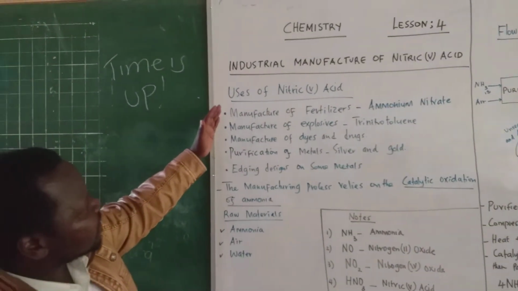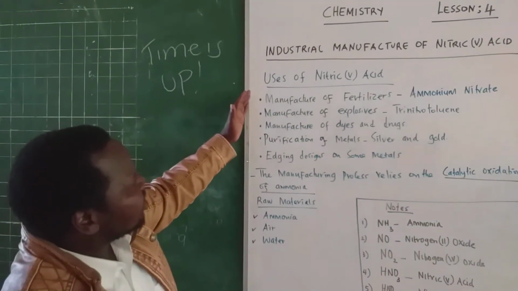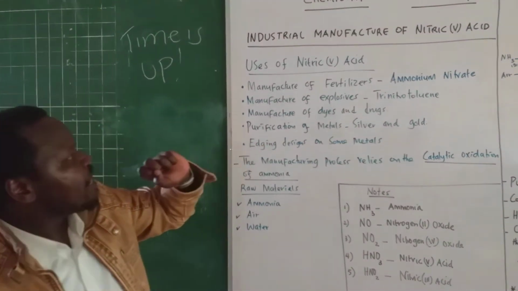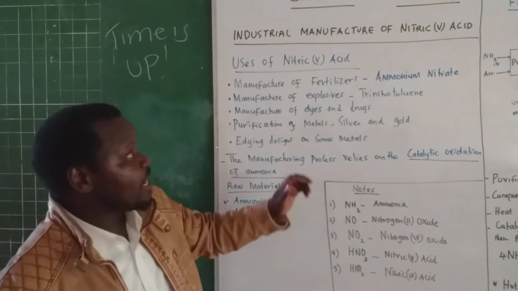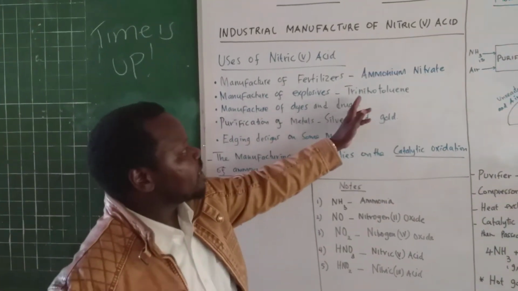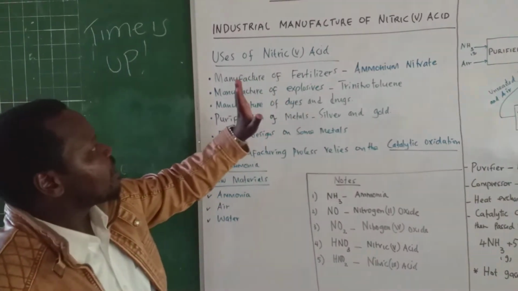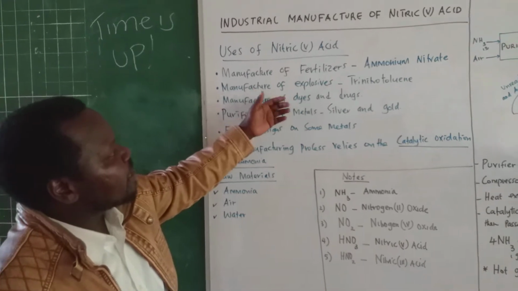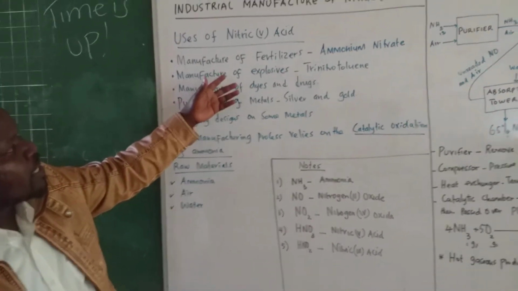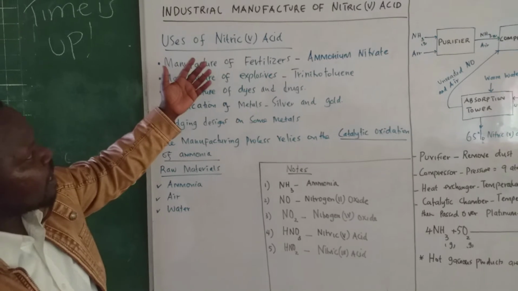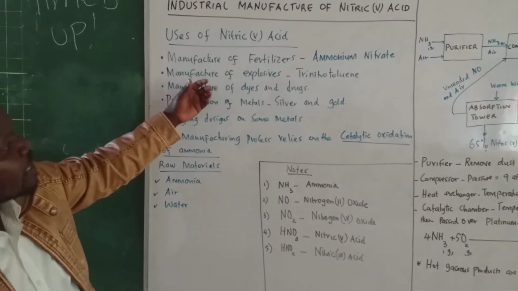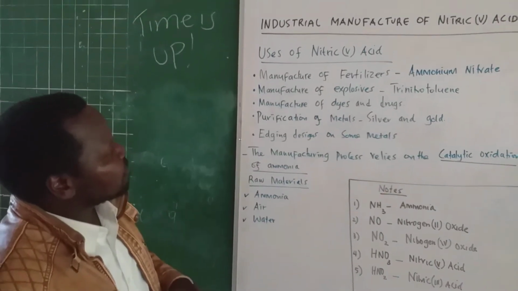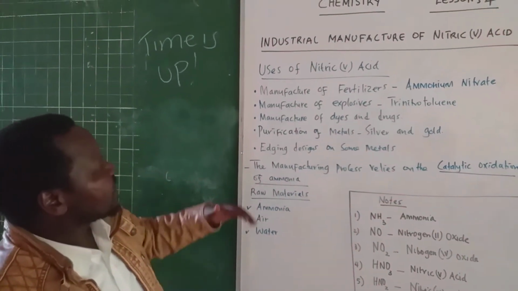Some of the uses that I have highlighted here, just a few of them: manufacture of fertilizers like ammonium nitrate, manufacture of explosives like trinitrotoluene. This is a form of explosives. Alongside many uses of explosives, you have constructions of roadworks, buildings, and other forms of constructions, especially for civil engineering.